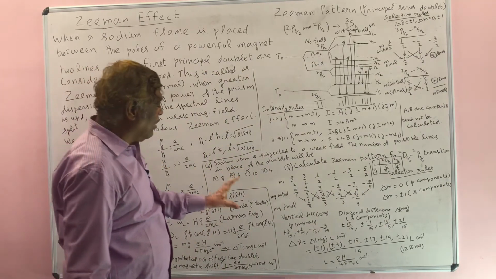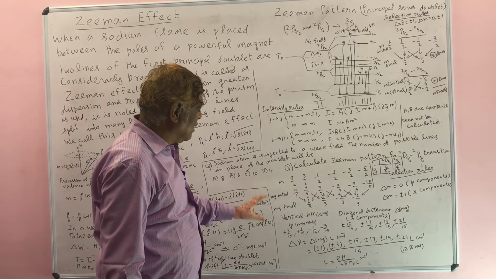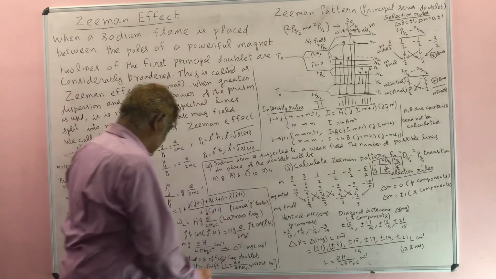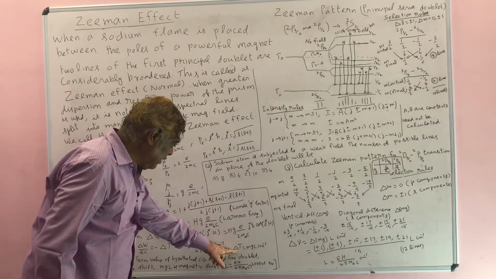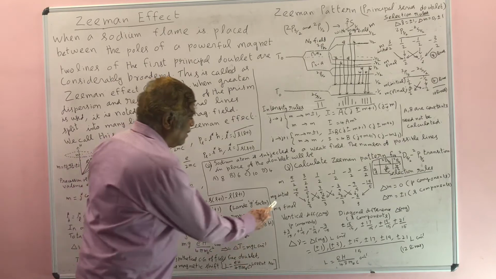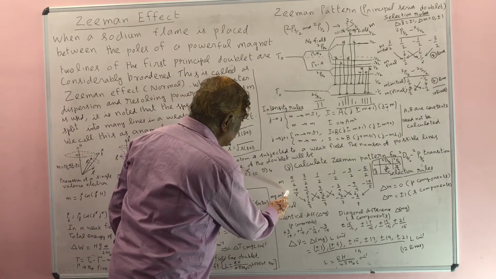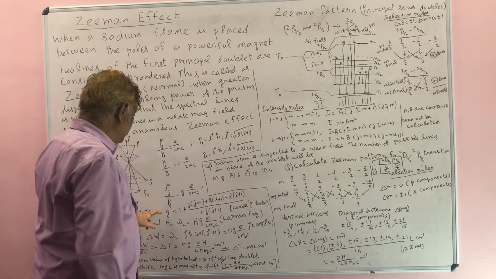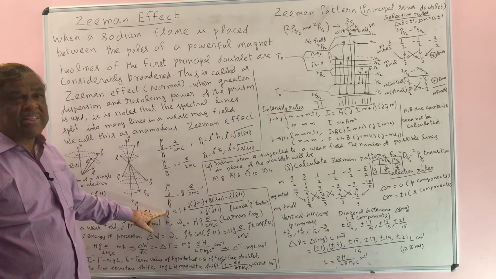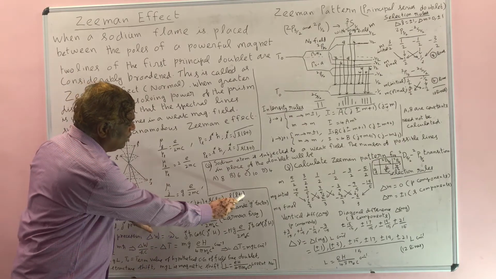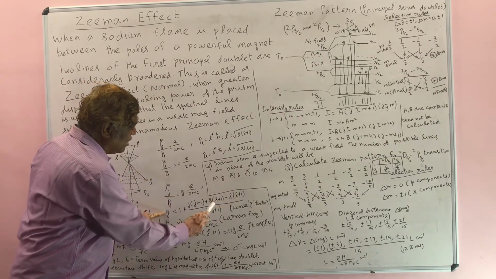If you want to calculate the frequency, then you need the mg value, because your delta nu is delta mg into the normal strength. So this mg is important. So you have to calculate g corresponding to this state. So you have to take this expression for Lande g factor: g is equal to 1 plus j into j plus 1 plus s into s plus 1 minus l into l plus 1, over 2j into j plus 1.